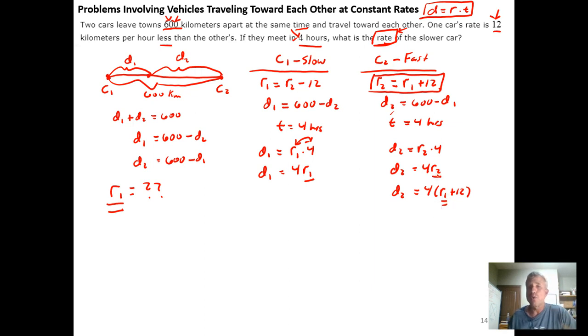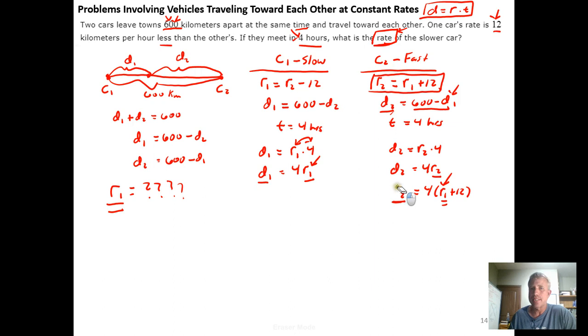The issue right now is that I still have 2 other variables. I need a single variable equation that only contains the unknown that I'm interested in, which is the rate of the slow car. So I need to find a way to get rid of these distances, which are things that I don't want. So the other thing that I can notice is that this distance 2 right here can be rewritten in terms of distance 1. And if I can get a distance 1 here, and I have a distance 1 here, if I can isolate distance 1, I can set 2 equations equal to each other.